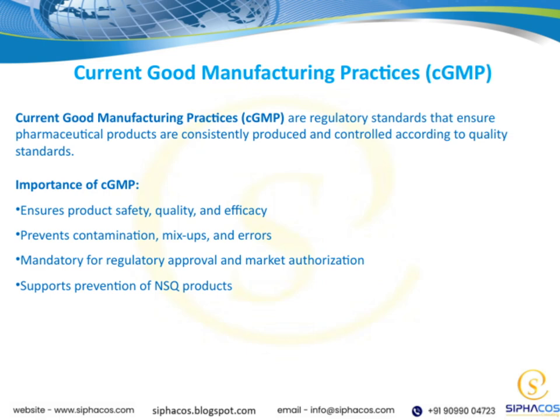Additionally, CGMP plays a critical role in preventing contamination, mix-ups, and errors during manufacturing. This reduces risks and ensures the integrity of the products. Another key aspect is that following CGMP is mandatory if a company wants to get regulatory approval and market authorization for their products. Without compliance, it's almost impossible to bring a product to market legally.